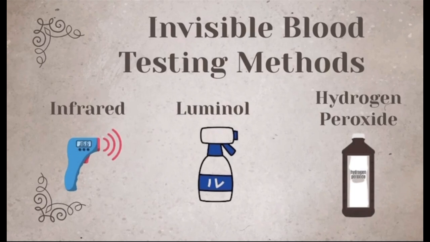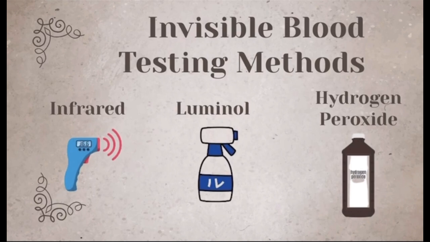This method is especially useful for identifying blood that may be hidden under carpets or in places where cleaning has been attempted. The main benefits of infrared detection is that it's non-invasive and can help locate bloodstains that are otherwise undetectable. However, it has its limitations.